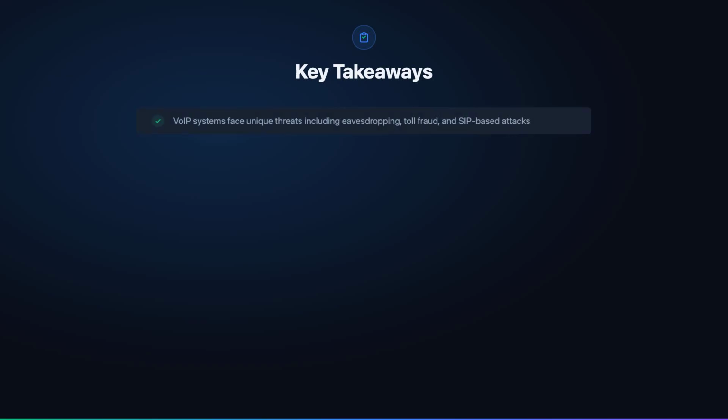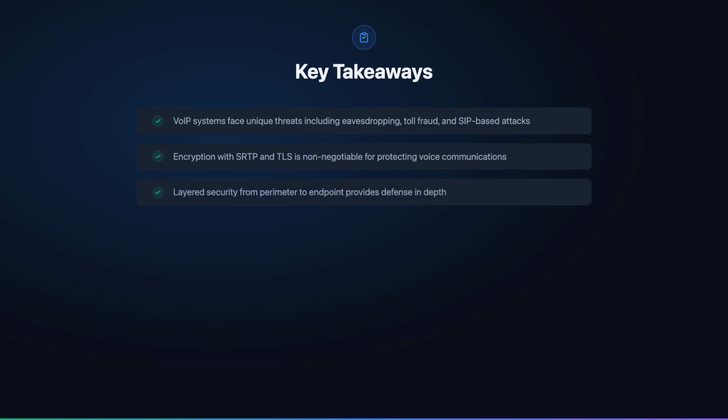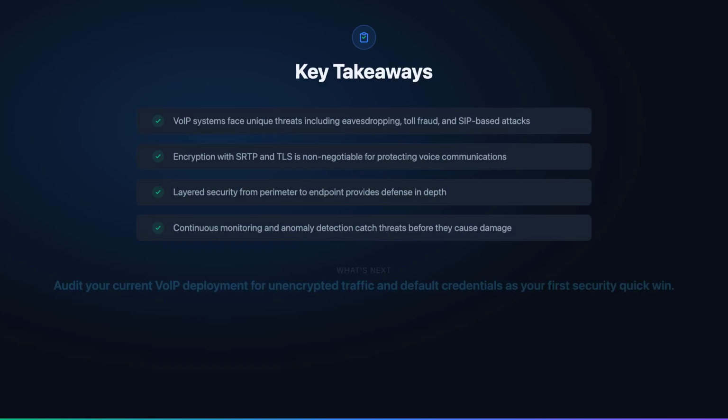Understanding the specific threat landscape is the first step toward building effective VoIP defenses. Without encryption, every voice conversation is essentially a public broadcast for anyone on the network path. No single control is sufficient. Layered defenses ensure that if one control fails, others continue to protect the system. Real-time visibility into VoIP traffic patterns is our best tool for detecting and responding to attacks in progress.